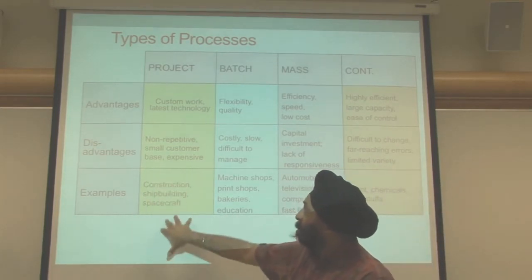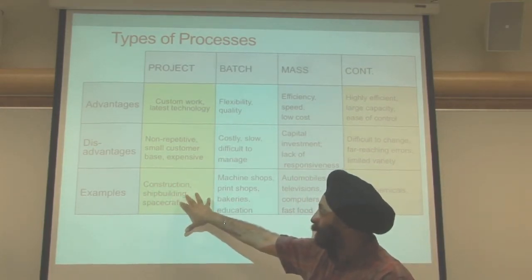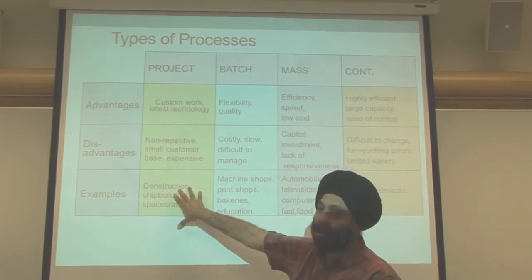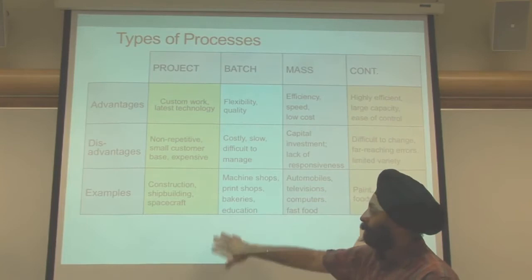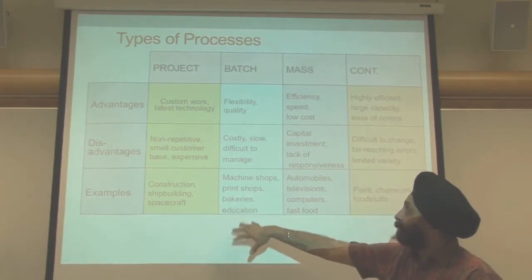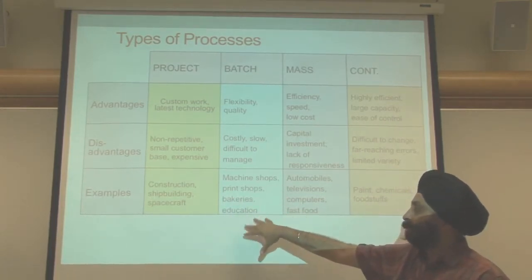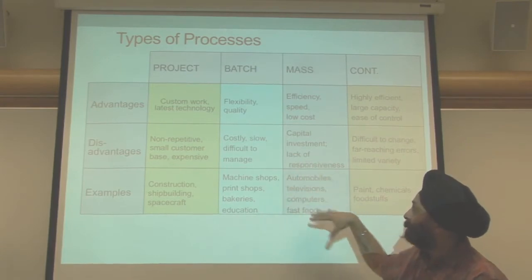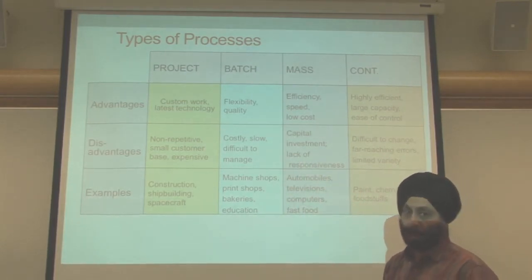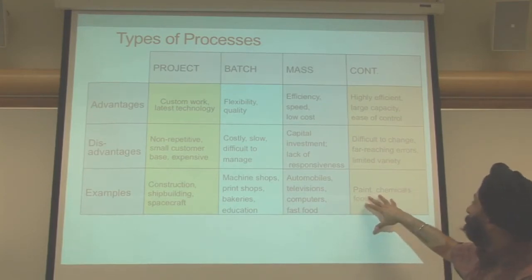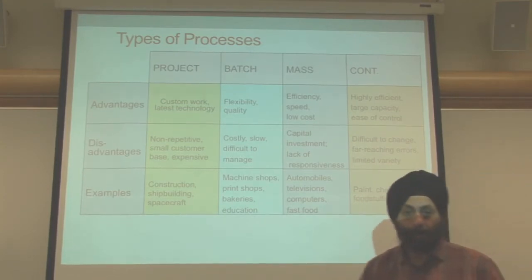Examples over here, as I mentioned earlier when we started this comparison: construction of high-rise buildings, shipbuilding, spacecraft, those will be all examples of one-of-a-kind project. Batch: machine shops, print shop, bakeries, education. Mass production: automobiles, televisions, computers, fast food. And then finally, continuous: paint, chemicals, and foodstuff. Okay.